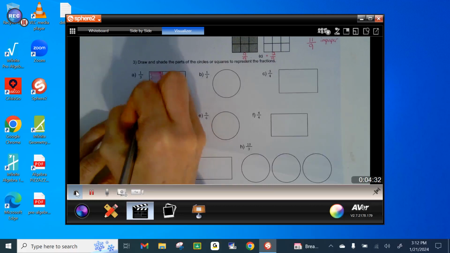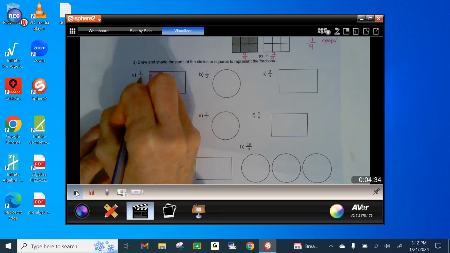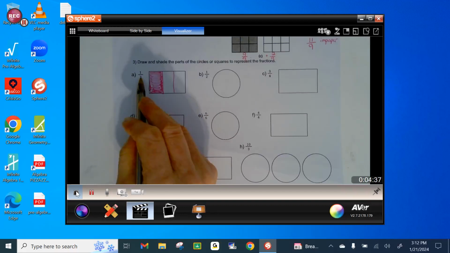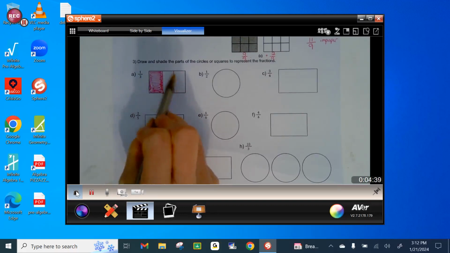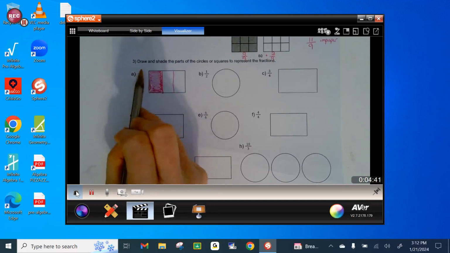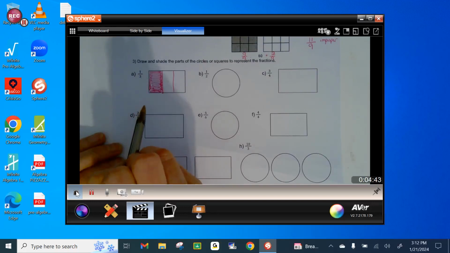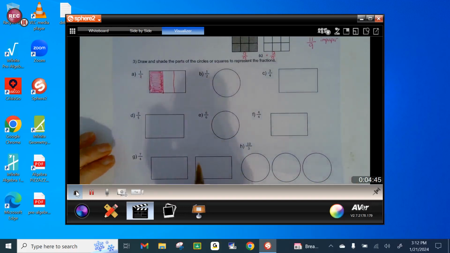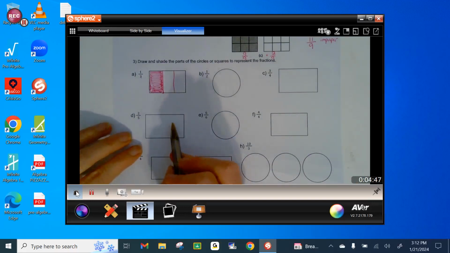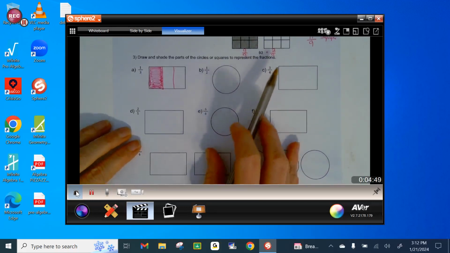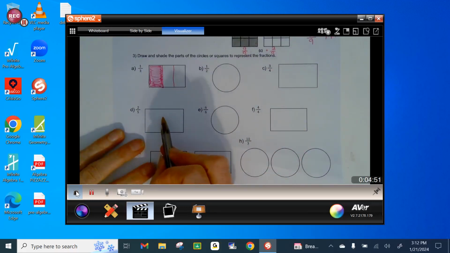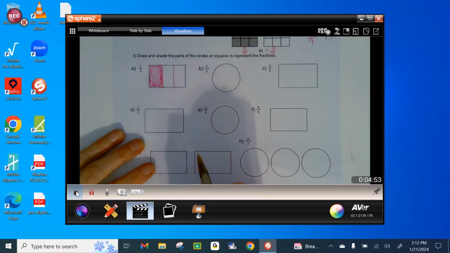So remember, this bottom number represents how many equal-sized pieces a figure is cut into. This is cut into 3 pieces, and then how many do we want? We want one of them. So let's try letter D, and then you can go back and do B and C. And you could pause it right now and give this a try and then watch it if you like.